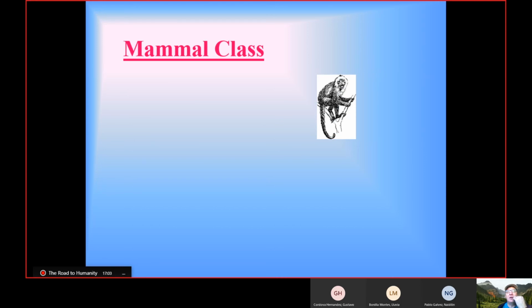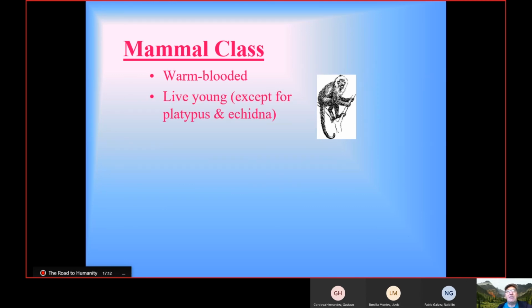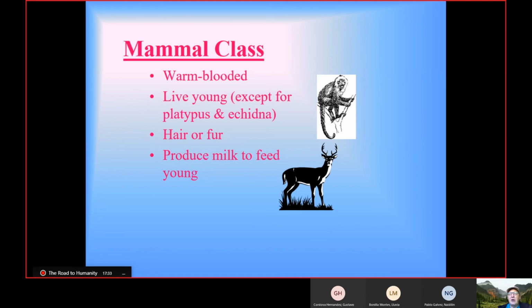Okay, well, in the mammals, we have certain characteristics. All mammals are warm-blooded, like us. They all have live young, except for two very primitive mammals, the platypus and the echidna. These guys still lay eggs, but they have hair, and they give their babies milk. Those are the other characteristics of being a mammal. So all of these creatures here are mammals, just like we are.